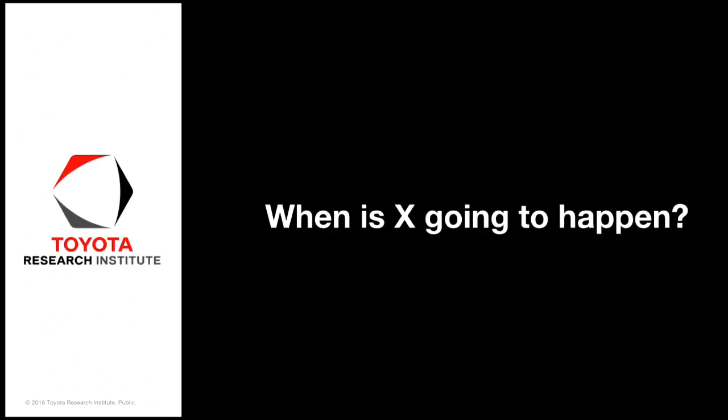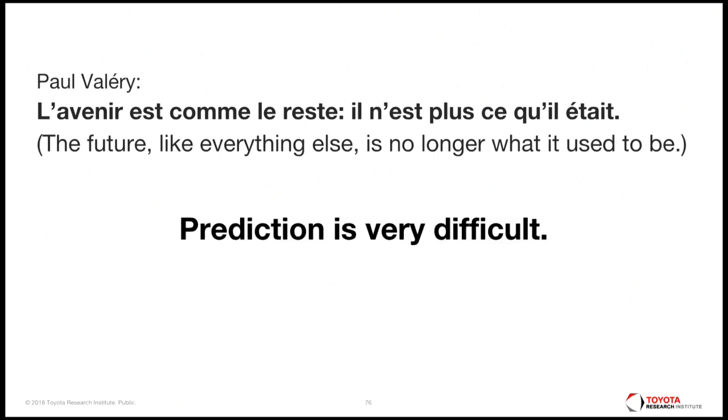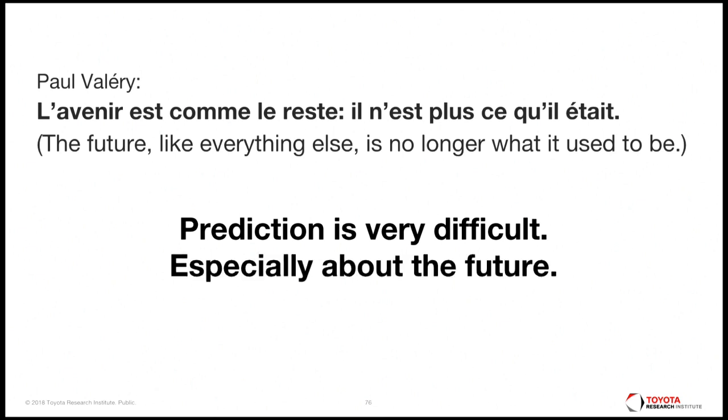All right, when is X going to happen for any X, for various sets of X? I will cite a French poet, Paul Valéry. L'avenir est comme le reste, il n'est plus ce qu'il était. The future, like everything else, is no longer what it used to be. Okay. You might know this. Prediction is very difficult, especially about the future. So, yes, Americans believe they have invented everything. Turns out it's not. It's Niels Bohr.